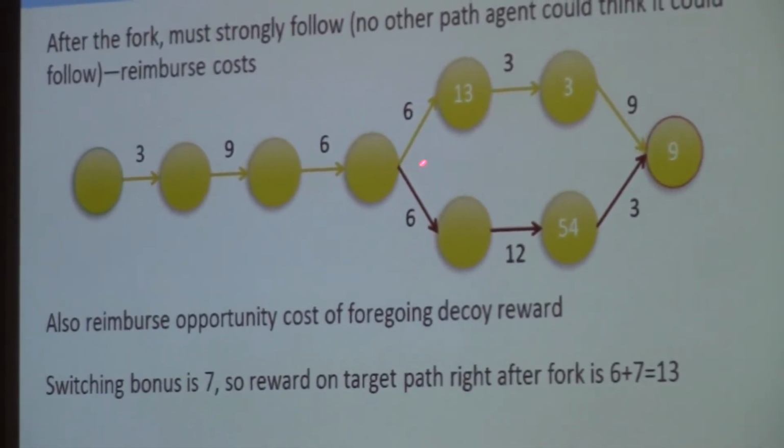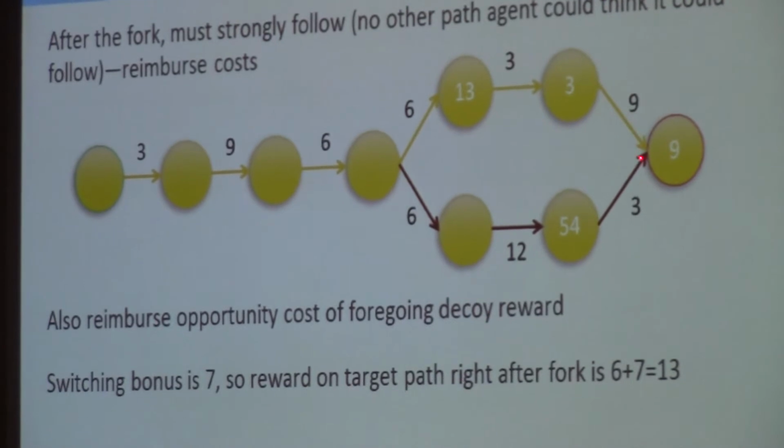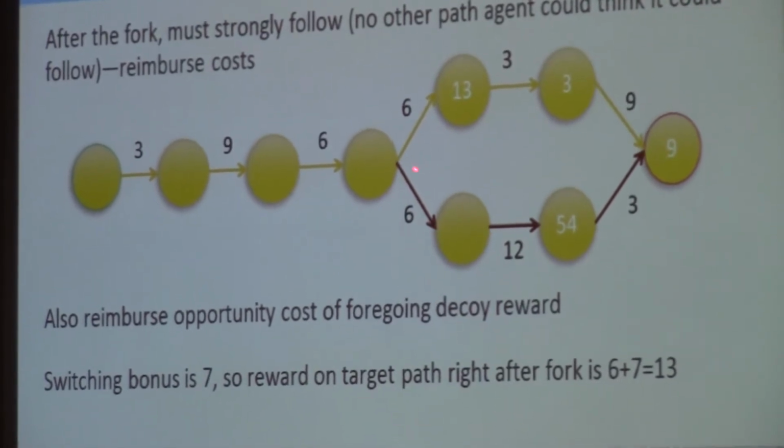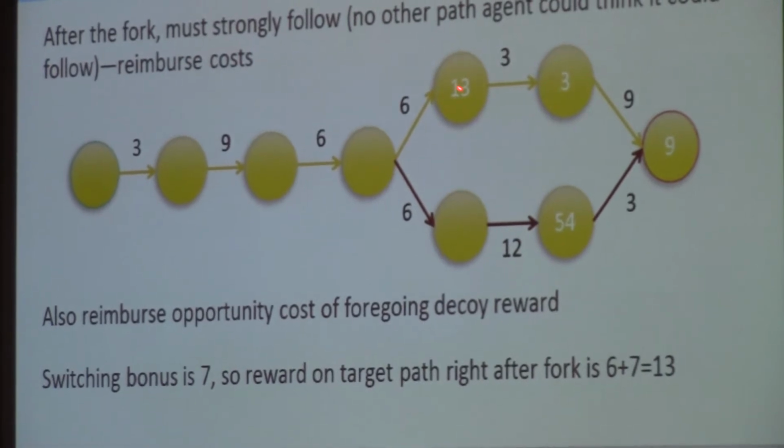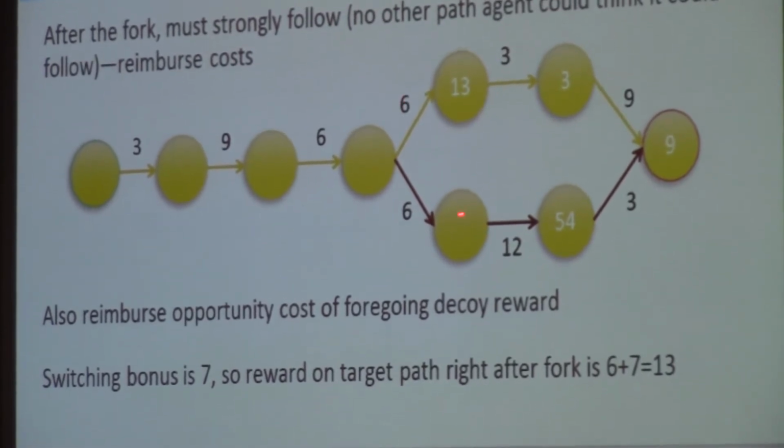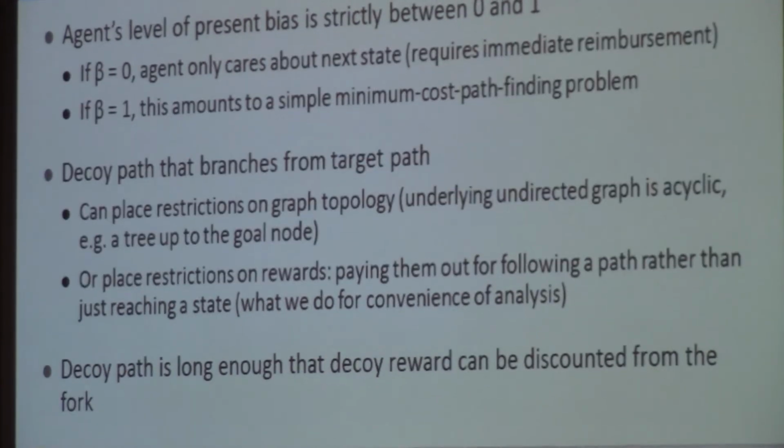And now, notice after I switch here, I just have to go all the way to the goal. There's no other path I think I could follow. So I have to strongly follow. I have to reimburse the 3, reimburse the 9. But importantly, I gave a cost of 13, which included compensating the opportunity cost of not pursuing the decoy reward anymore. But notice I have to pay extra here, but I didn't have to pay anything at all here. There's going to be big savings. And we're going to come back and break down exactly where these savings come from. And it's in fact very significant.